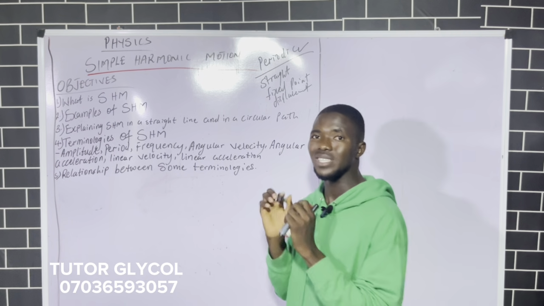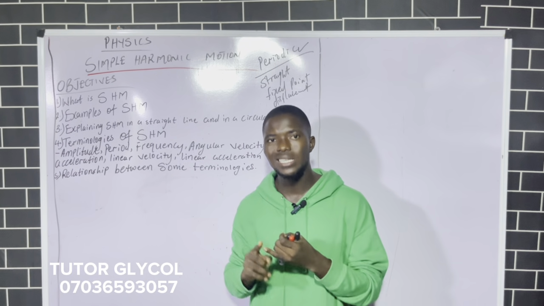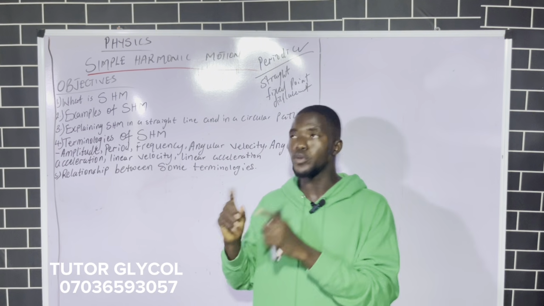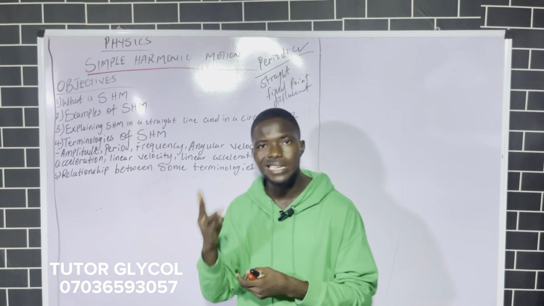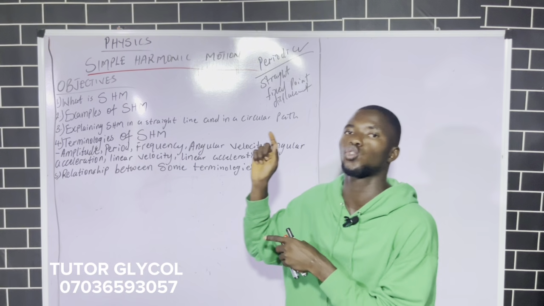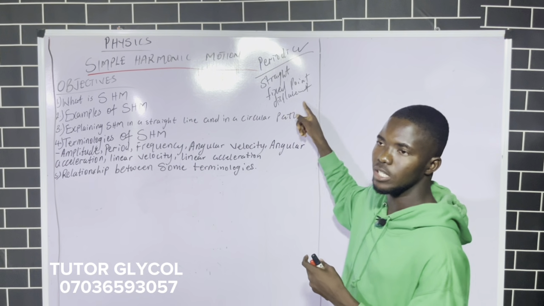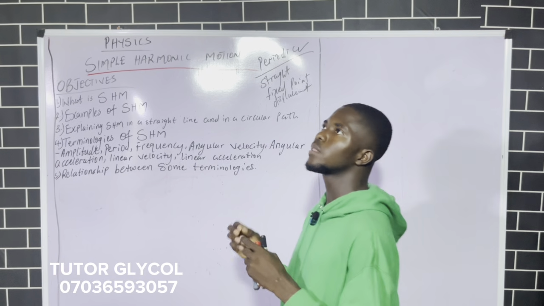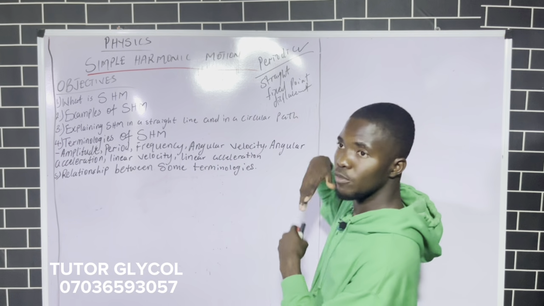Okay, what's the important point you have to take note of in this definition is that number one, simple harmonic motion is a periodic motion. Number two, it occurs in a straight line. Number three, it has an acceleration, and this acceleration is directed towards a fixed point. And number four, the acceleration is proportional to the displacement.